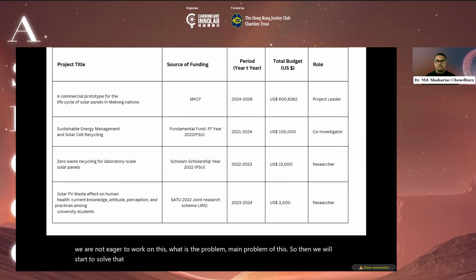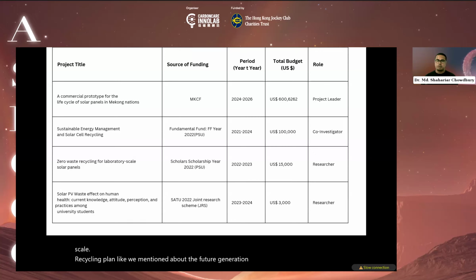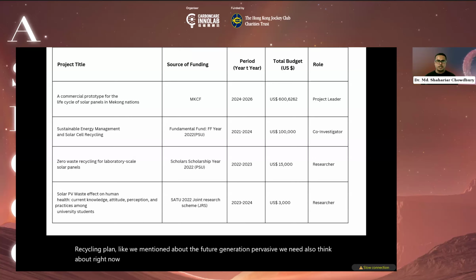It would be an ongoing process. And we develop some lab-scale recycling plans, like we mentioned about the future generation purpose guide. We also need to think about right now. And we also have a Taiwan, Southeast Asia, Taiwan University Network project about the awareness of solar PV recycling. So we try to understand what our current generation is thinking, because they are the future. If they know right now, we can solve it in the future.